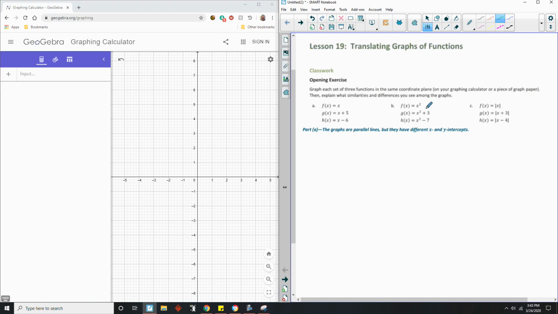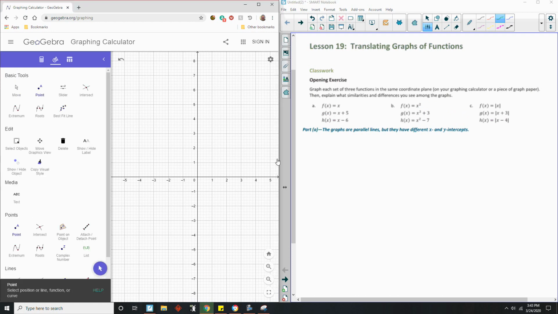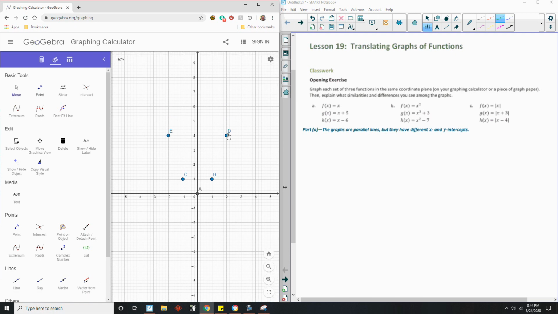Since for a parabola the constant is the y-intercept, the parent function is x squared. So if we plugged in 0, 0 squared is 0. So x is 0, y is 0. 1 squared is 1. Negative 1 squared is 1. 2 squared is 4. Negative 2 squared is 4. And 3 squared is 9. So let me move this up a little. Okay, and 3 squared is 9, and negative 3 squared is 9.